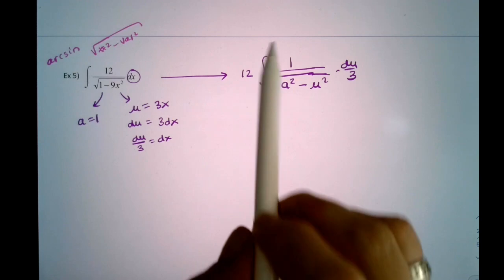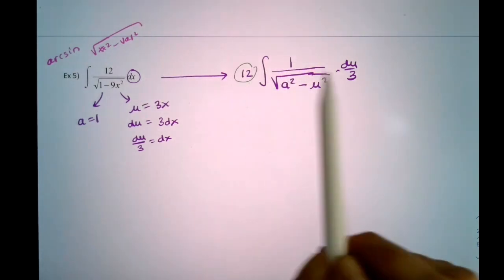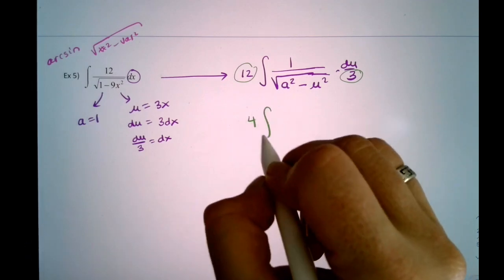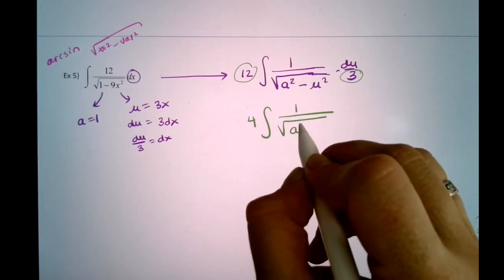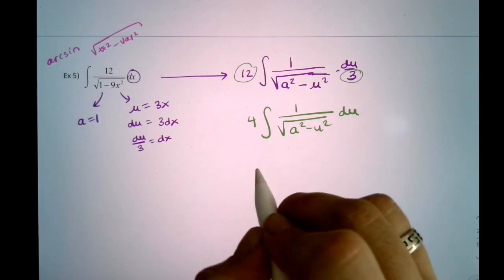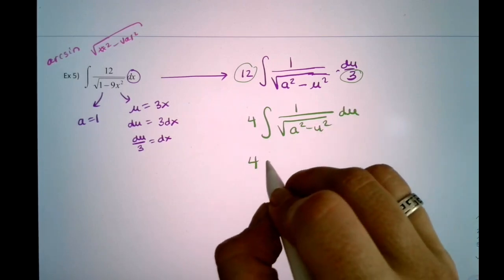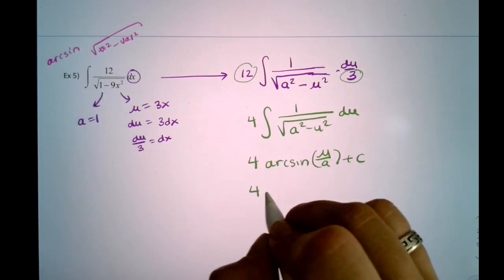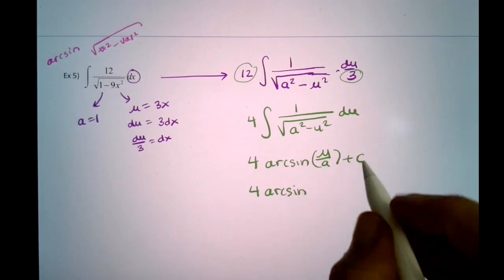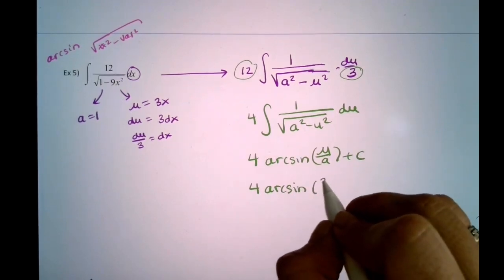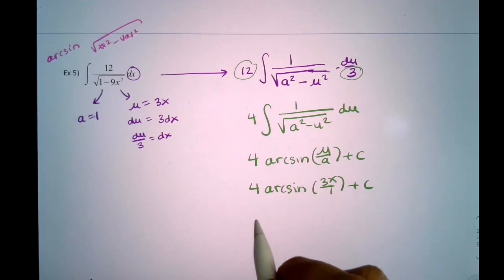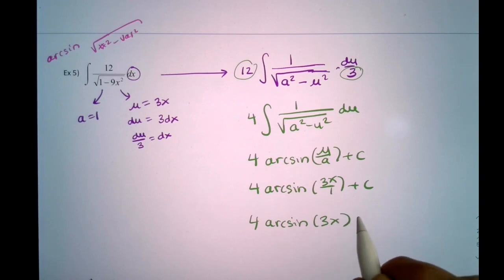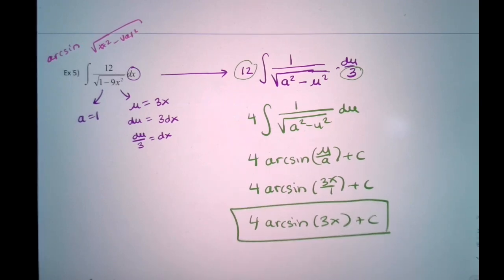Now, I am going to combine the 12 and the divided by 3 and throw that outside the integral as a 4. But again, I have this perfectly matched up now, the exact form that I see, so I can go right to my antiderivative, which is going to be arc sine of u over a. And I guess, yeah, it's 3x over 1. I don't really need to write the over 1. I mean, you can, and that's fine. But I'm just going to say 4 arc sine 3x plus c and be done.